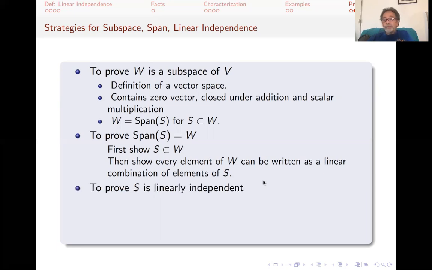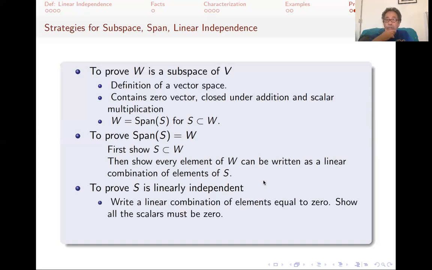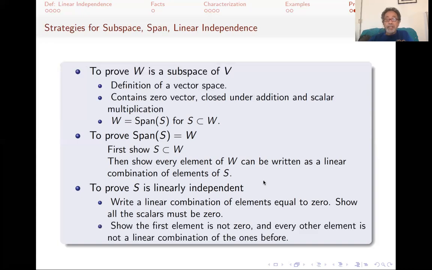Finally, how do we prove that S is linearly independent? We have 2 strategies for that. One is the definition: a linear combination of elements equal to 0, show all the scalars must be 0. That's what we did originally. Or we can use our latest theorem that showed that the first element is not 0 and every other element is not a linear combination of the ones before. And again, implicit in that is that you're putting your set S in some particular order.